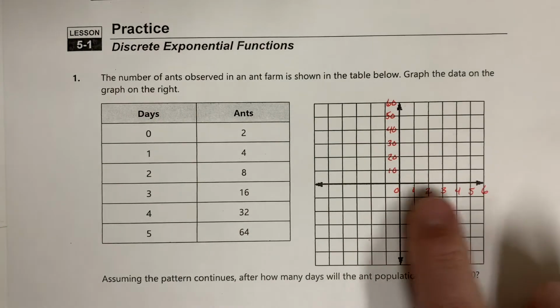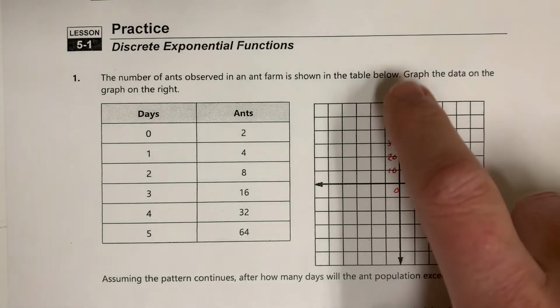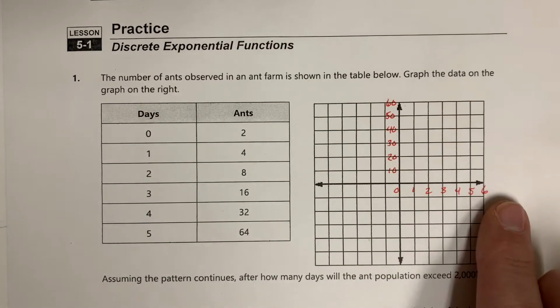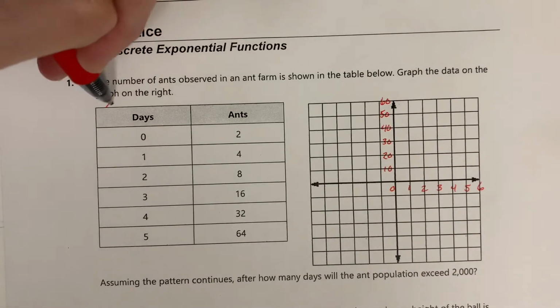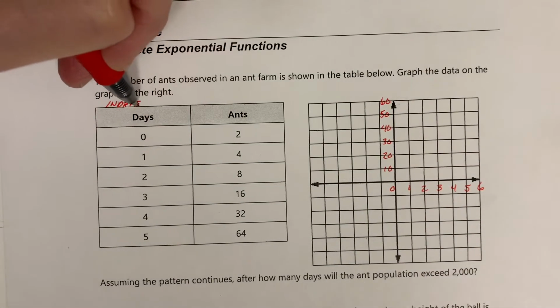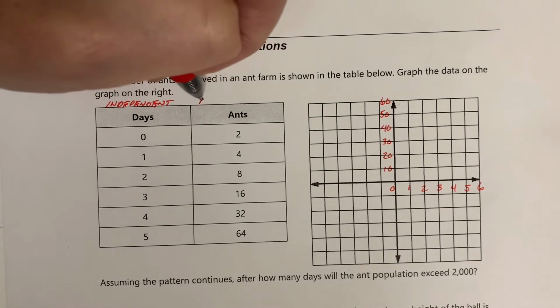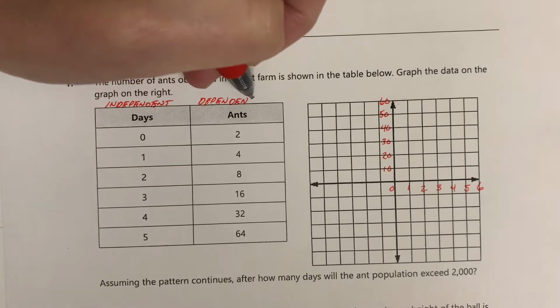My domain here is going to be the number of days, or time, and my range is going to be the number of ants. So we've got the input, days, and the output, ants. This is independent, just to remind you of that. And here we have dependent. The more times you see this, the better.